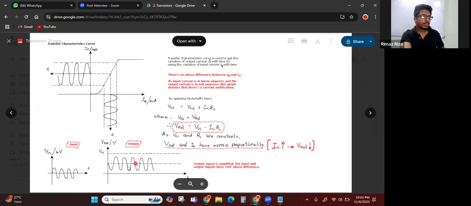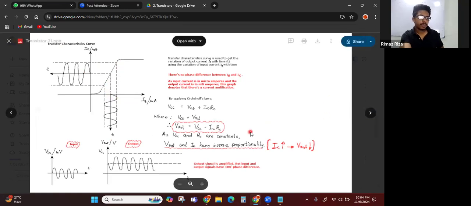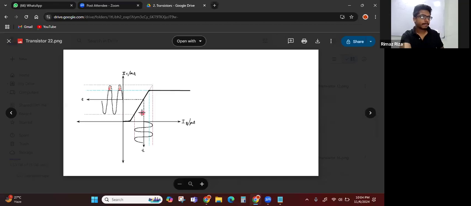Okay. So you need to draw these input output graphs as well, transfer characteristic curve. So here the entire amplify process is within the active region. So this is the case.